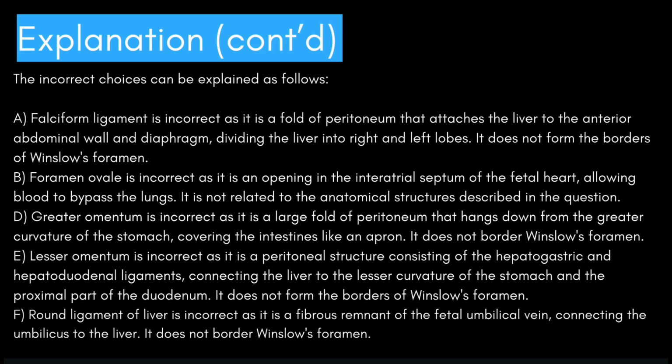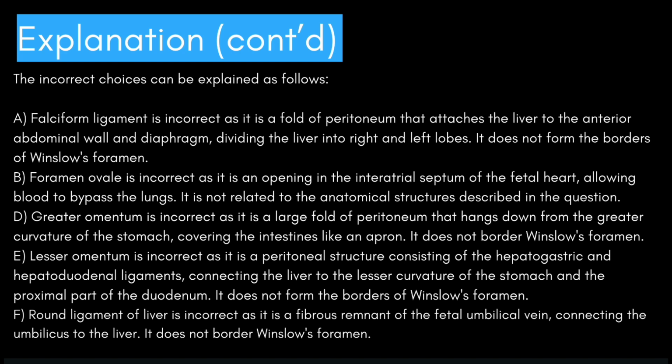The falciform ligament is incorrect as it is a fold of peritoneum that attaches the liver to the anterior abdominal wall and diaphragm, dividing the liver into right and left lobes. It does not form the borders of Winslow's foramen. Foramen ovale is incorrect as it is an opening in the interatrial septum of the fetal heart, allowing blood to bypass the lungs. It is not related to the anatomical structures described in the question.